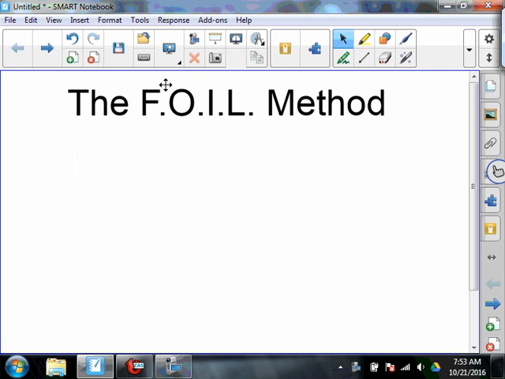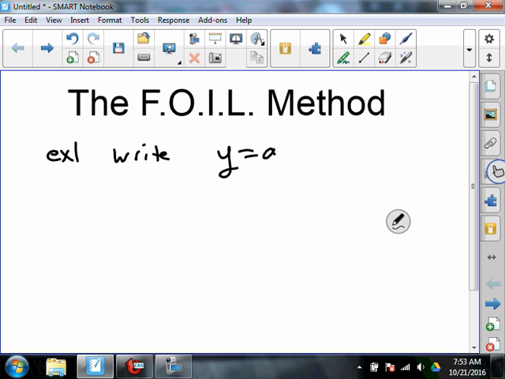Today, we're introducing a topic that you've probably seen, you've probably used, but never in some of the contexts we're going to look at. So, first thing, example one. Write y equals 6 times the quantity x minus 3, squared, plus 5 in standard form.